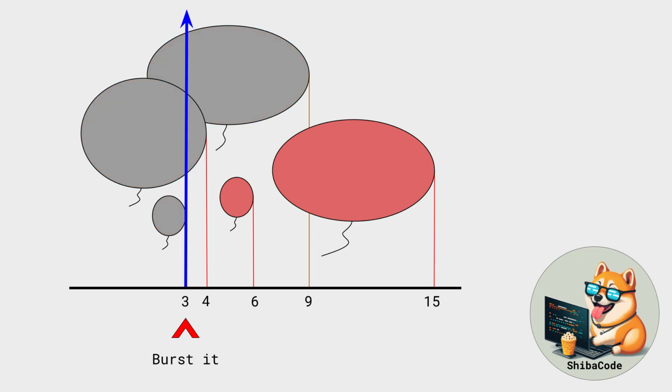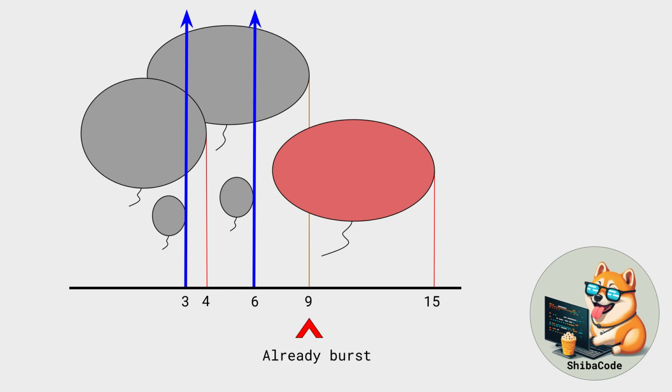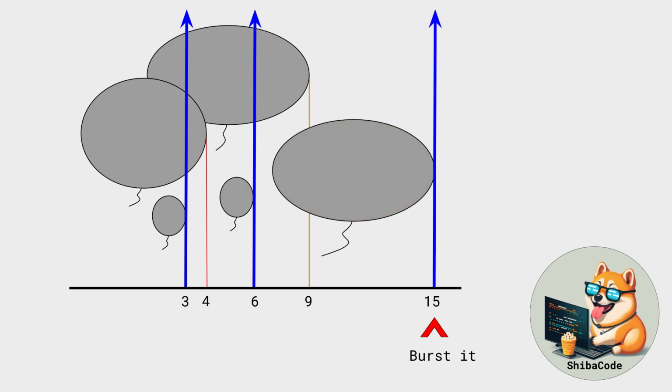Here, we start bursting the first balloon at its x-end coordinate. For the second balloon, we can see that it has already been burst and don't have to do anything. Moving on to the third balloon, it is not burst yet, so we burst it again at its x-end point, which is 6. We can skip the fourth balloon because it has already been burst. Finally, the fifth balloon has not been burst yet and requires another arrow. Overall, the minimum number of arrows required to burst all the balloons in this example is 3.